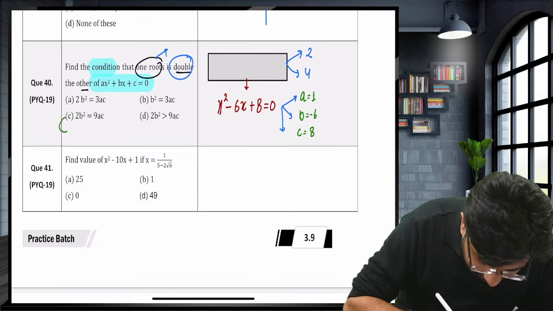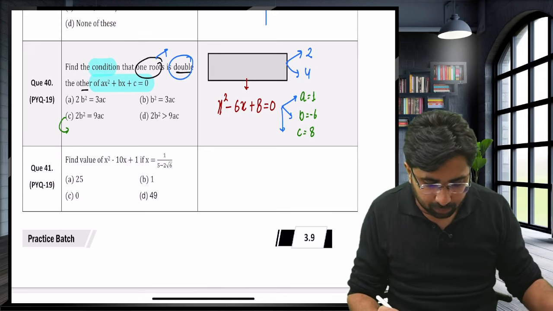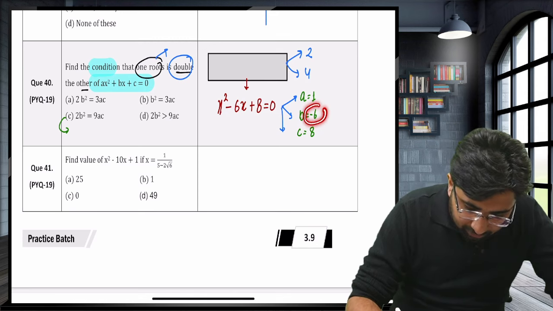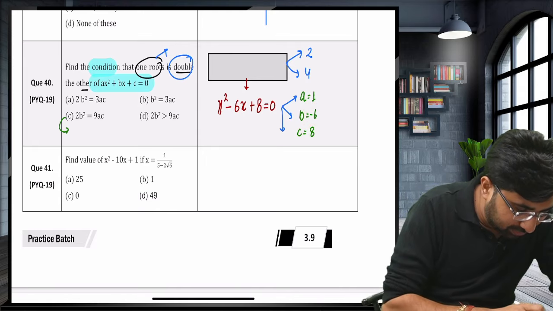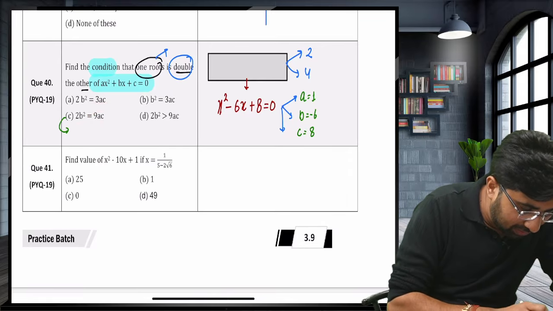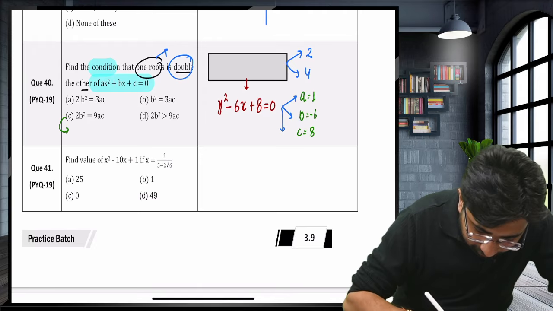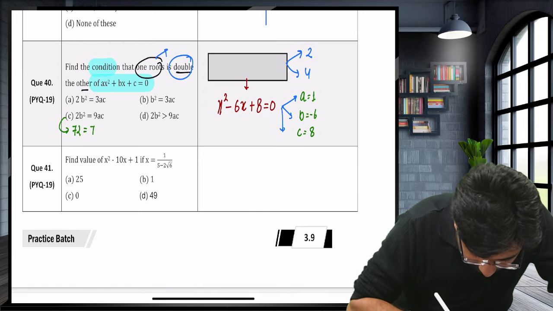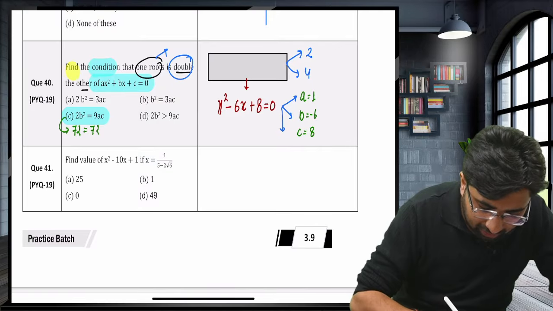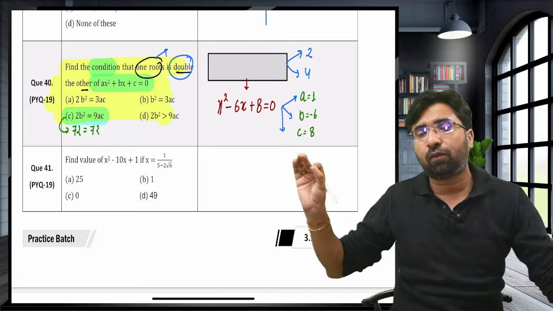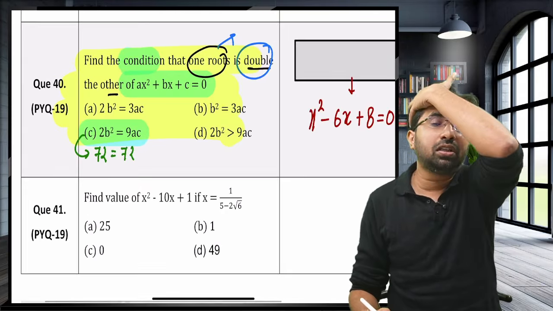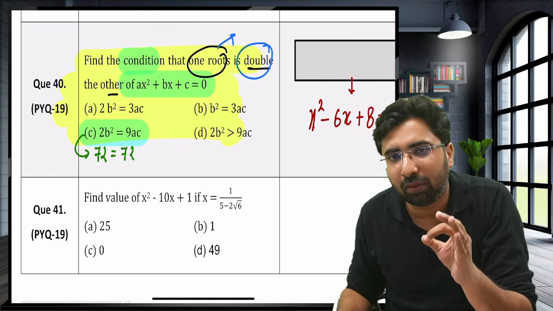Guys, let's check for option C. Now 2b square. Guys, what is b square? Minus 6 square, 36 into 2, 72. Let's check for this one. 9ac, 9 into 1 into 8. Yes, everybody, this gives you 72 equals to 72. So option C is correct. Rest all the options are wrong. This is how you have to deal with the variables problem. Guys, whenever they give the question in the form of variables and options in the form of variables.